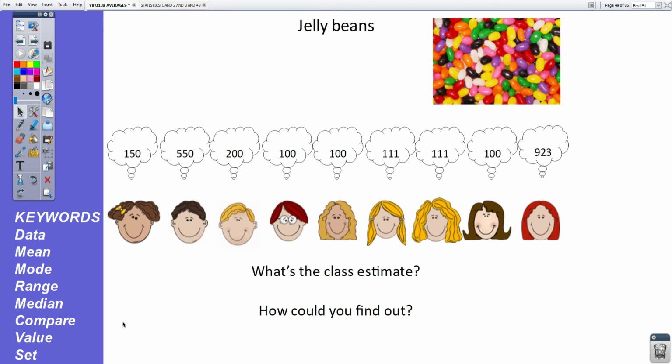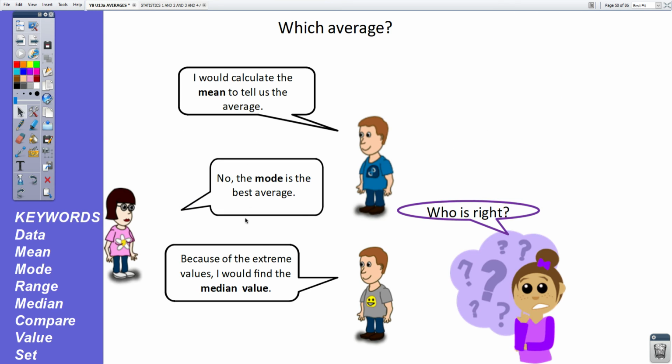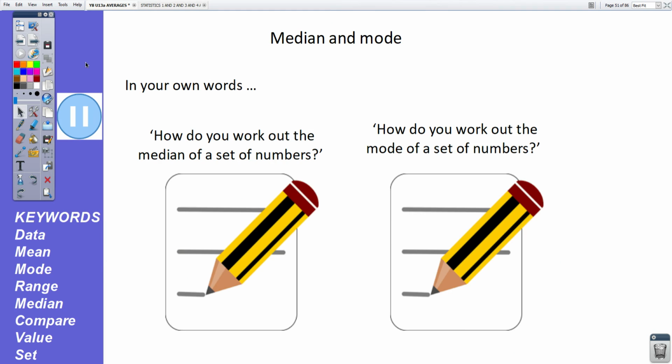Jelly beans again. What is the class estimate and how could you find out? Well, before we actually approach the question, let's look at 3 people arguing about it. I will calculate the mean to tell us the average. No, no, no. The mode is the best average. Oh, but there's some extreme values there. I would find the median value. Well, who is right? We could certainly work out the mean, we could certainly work out the mode, and we could certainly work out the median.